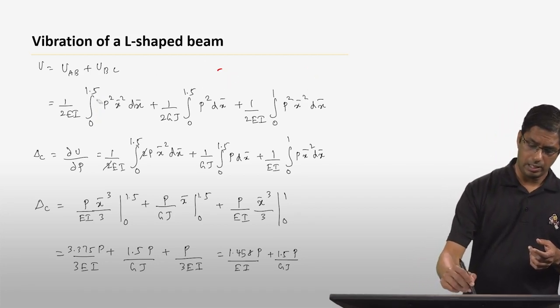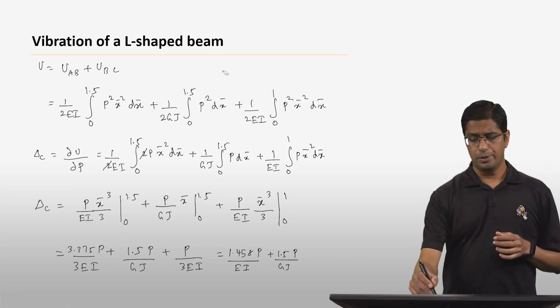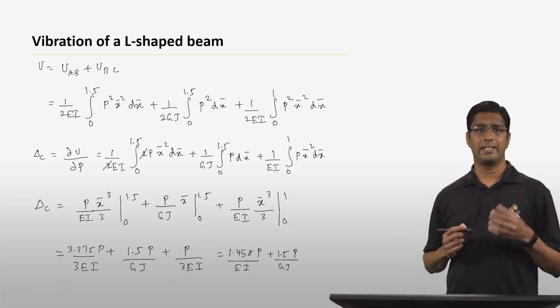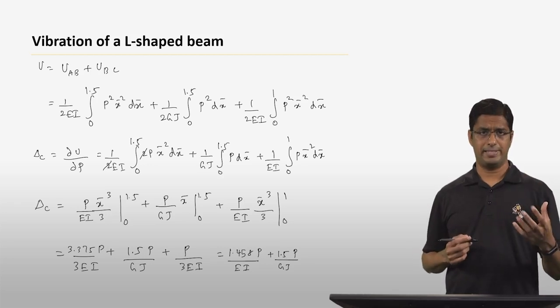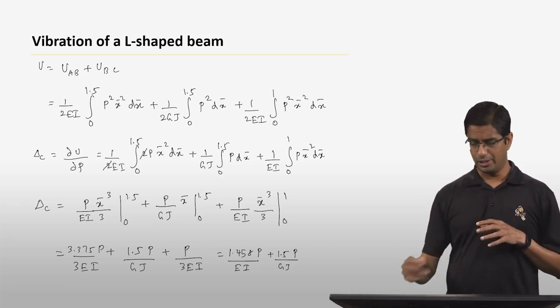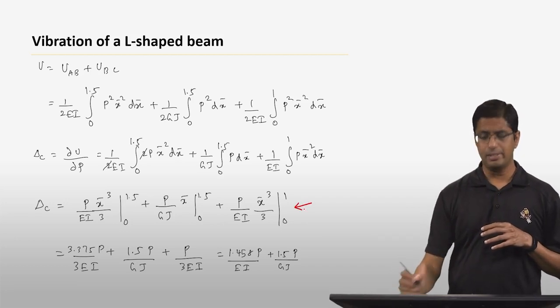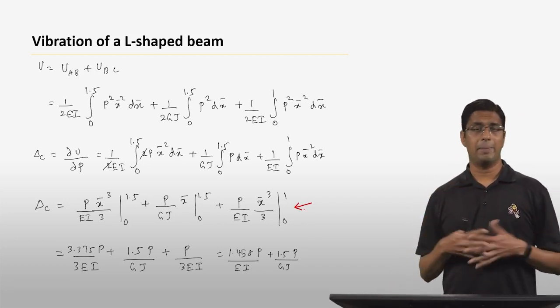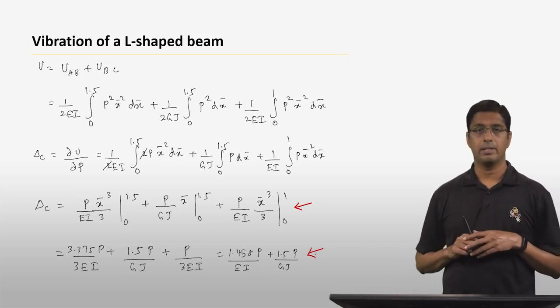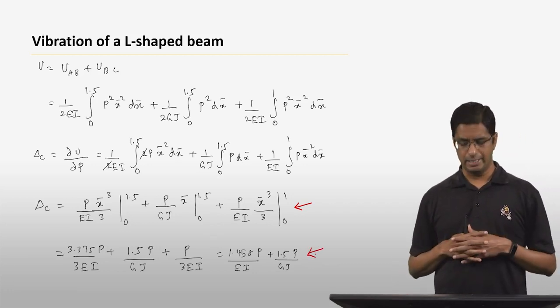Now, once you do that, you find out what the total strain energy is, and all you have to do is essentially take the derivative of U with respect to P. If you do the calculations, you end up with an expression like this, and if you apply the limits, then you end up with an expression like this. Again, I have simplified some of the terms here.